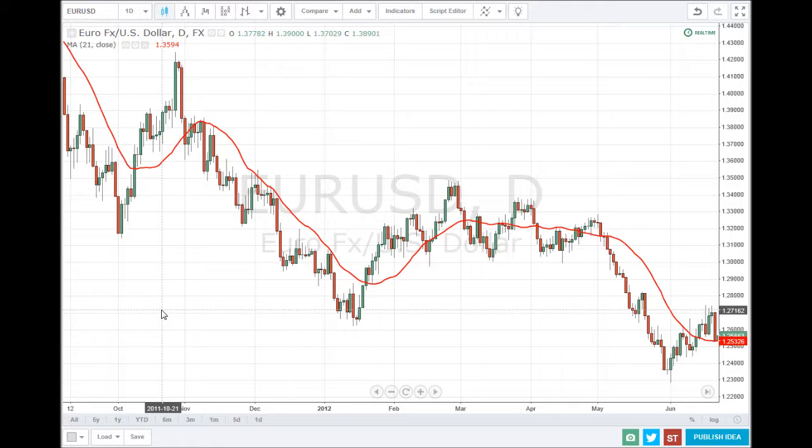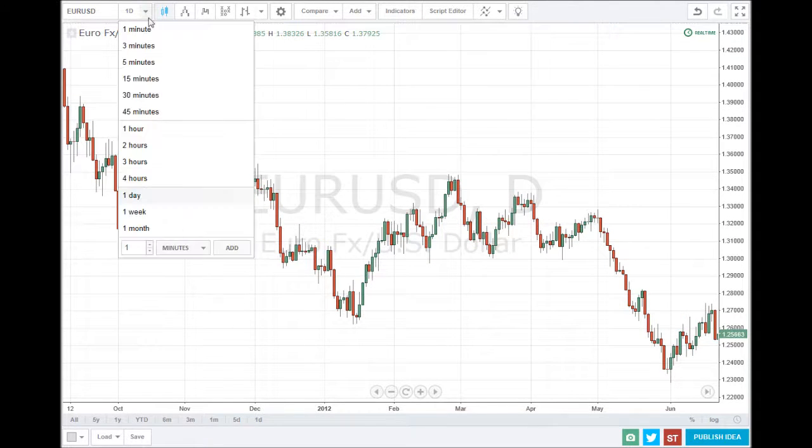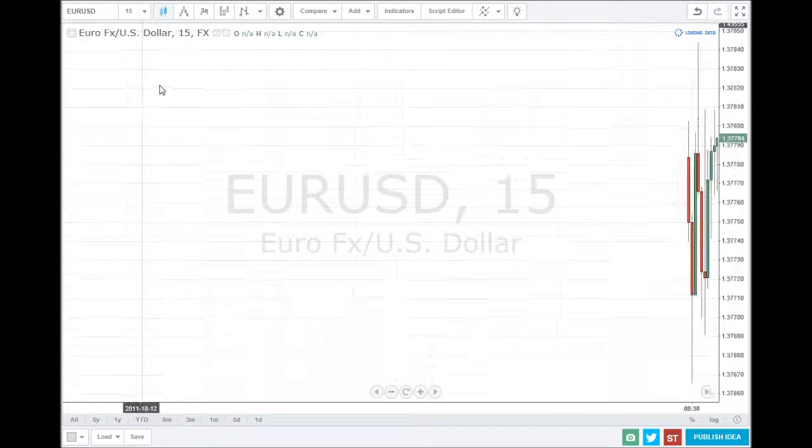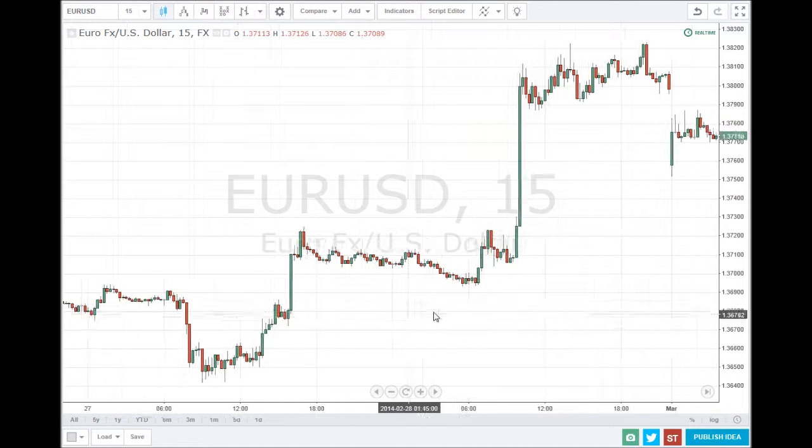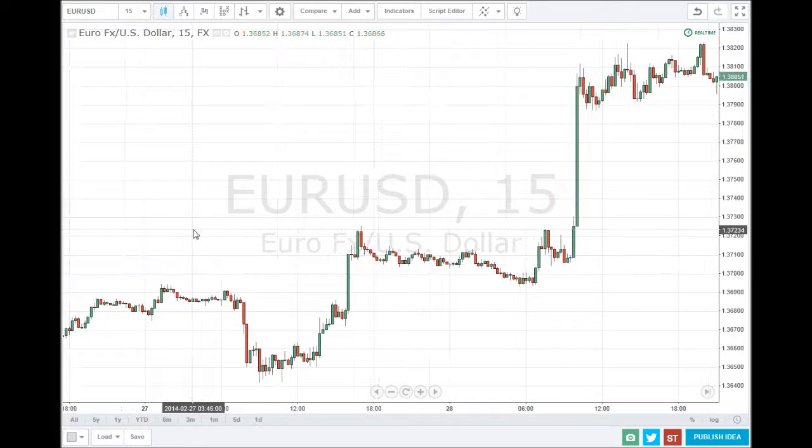In our previous video we talked about trend, support and resistance. So how can we use trend, support and resistance to determine or identify how price is behaving? Let's get rid of this moving average. Let's go back to our 15-minute chart and look at this price data again.